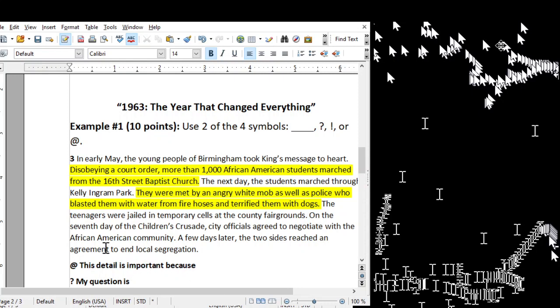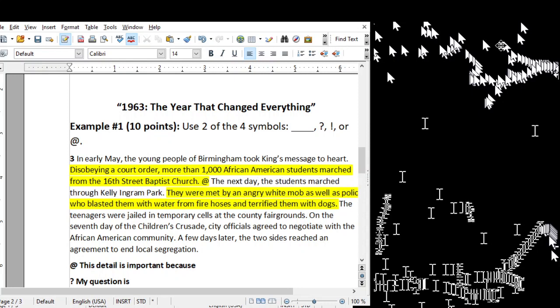So down here, I would say my question is, and then I would ask my question. So I know which one is which, I could have put the @ symbol at the end of the sentence. So when I'm looking at it, I'm like, oh, okay. They read the sentence and I see the @ symbol. That means that they think that this is important. So when I go down here, you're going to tell me why you think this sentence is important.